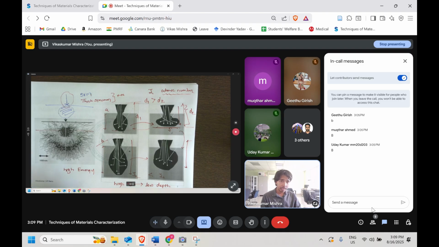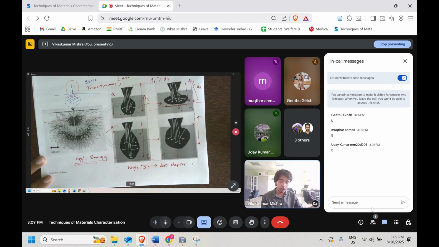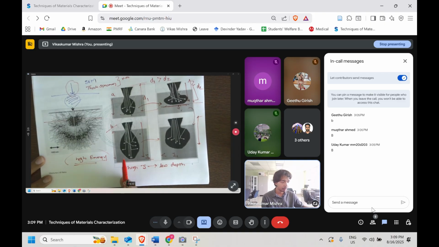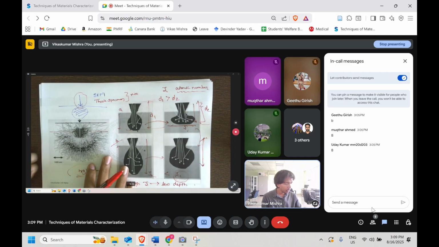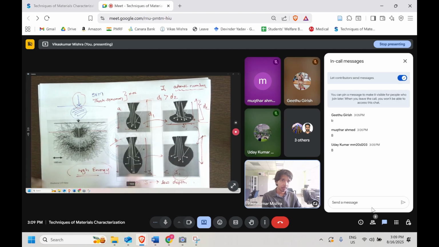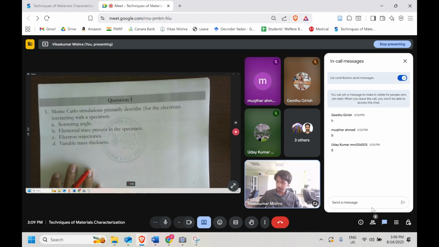So overall, what we will say is that high energy, meaning the electron beam energy, will correspond to the more interaction volume. A higher Z material will retard more: the more the Z, the less the depth of penetration. Clear? Okay, since we are done with this particular concept, any doubt? Okay, since there is no doubt, let's move to solving a few questions based on this concept.